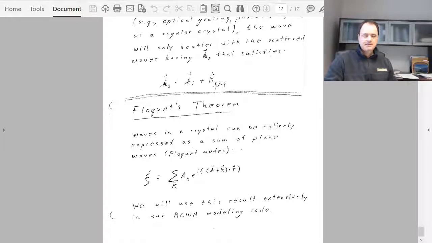All right? So the next lecture is going to be on looking at a periodic structure, namely an optical grating, and being able to expand the waves in the different layers according to Floquet's theorem, and then determining the reflection, transmission, diffraction, and scattering from this periodic media.